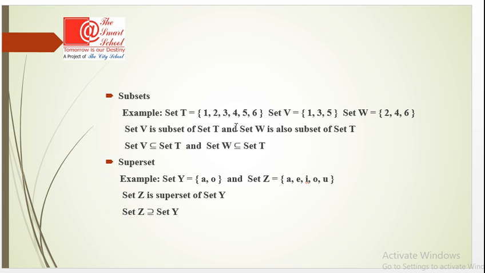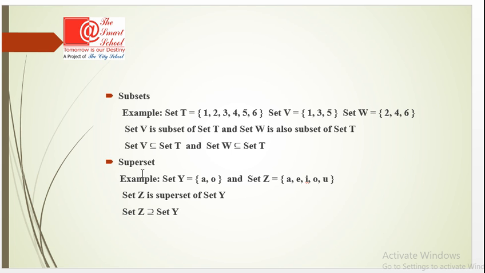Now subsets. When each element of a set is also an element of another set, it is called a subset. For example, set T has elements 1, 2, 3, 4, 5 and 6, and set V has elements 1, 3 and 5. Set W has elements 2, 4 and 6. So we can say set V is a subset of set T and set W is also a subset of set T, and we will write it as set V is a subset of set T and set W is a subset of set T. So this is the symbol of subset.